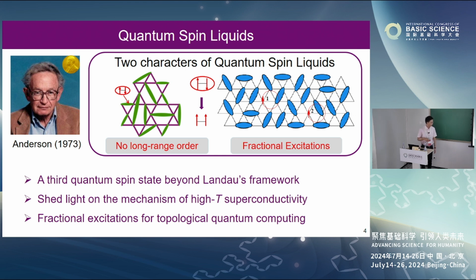Here I'm just saying there are three important points for quantum spin liquids. The first one is that it is a third state. This is the second one, and this is the third one.